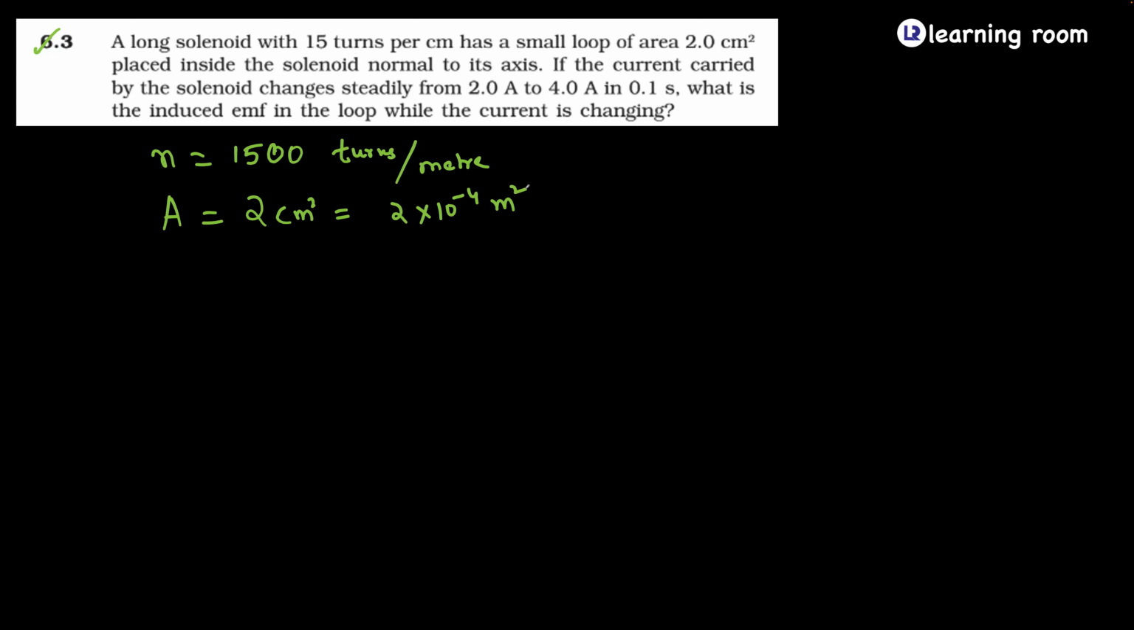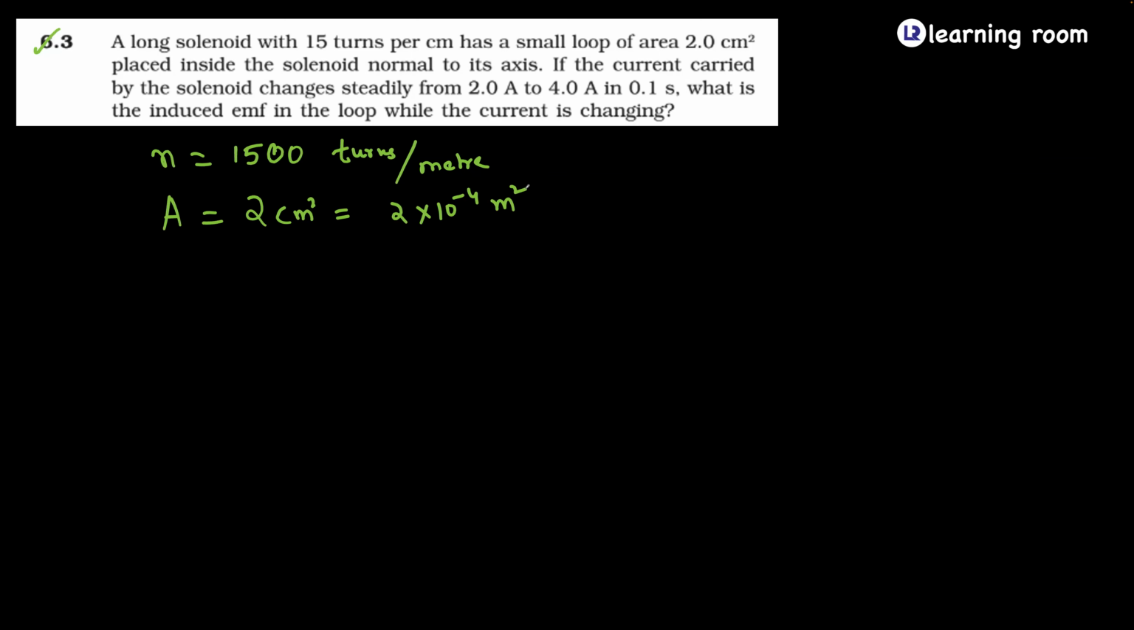So there is a small loop of area 2 centimeters square, which is placed inside the solenoid normal to its axis. So if this is a solenoid, and let's say this is the axis, there is another coil placed normal to its axis, in the sense the magnetic field due to the solenoid and the area vector of this coil are in the same direction. So when there is a coil placed in the direction perpendicular to the axis, then B vector and A vector of the coil are in the same direction.